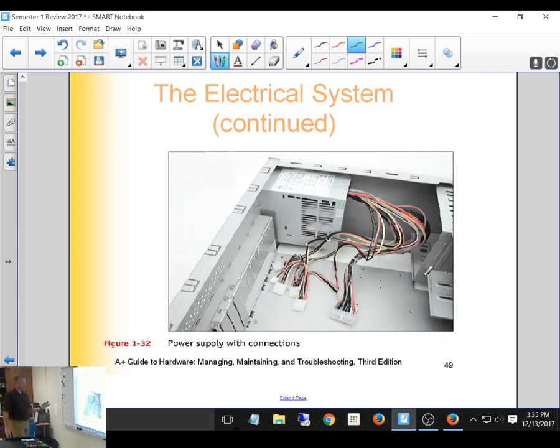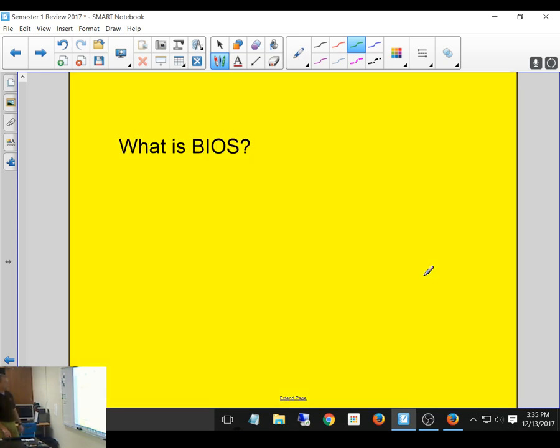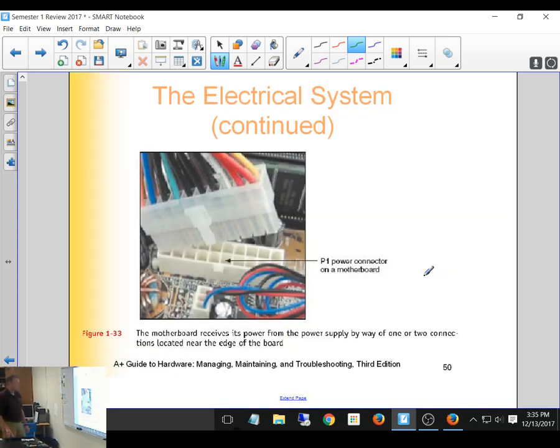So this is just a picture of a power supply with the available connectors, and in Chapter 3 we talked about the different connectors that were available. The P1 connector that goes directly onto the motherboard, as well as the other P4 connectors that go by the CPU to help power the CPU. I thought I had thrown a picture with that on there.